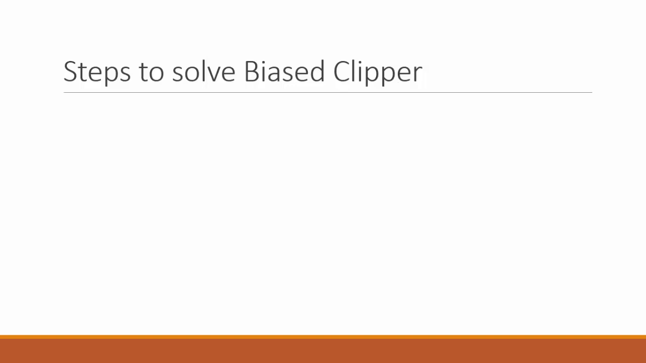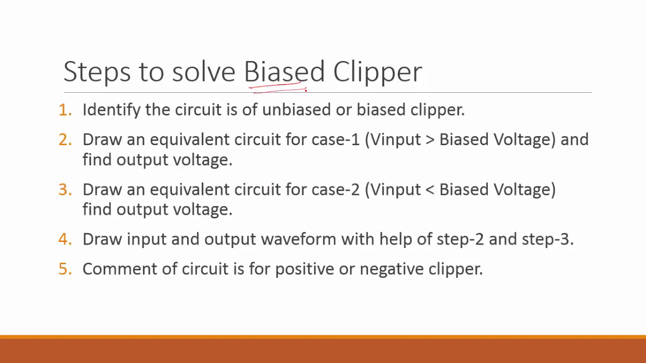Now let us discuss the second category, that is the biased voltage. Again, let's discuss the steps to solve the biased clipper circuit. Step 1: identify again whether the circuit is biased or unbiased. Now here there is one change in step 2: draw the equivalent circuit for case 1, where V in is greater than the bias voltage. There is no 0 voltage. Okay, V in should be greater than the bias voltage.